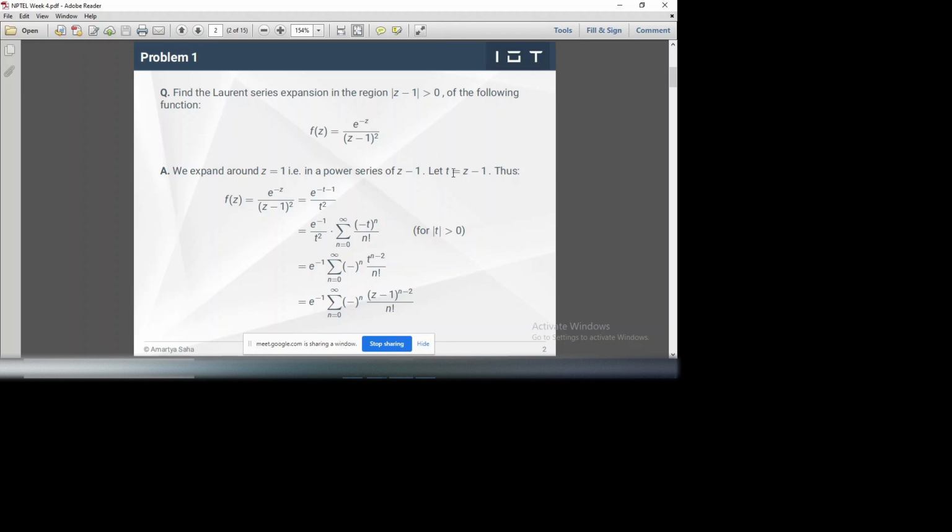As usual, let us put t equal to z minus 1, a simple substitution. So we get e to the power minus t minus 1 divided by t squared. Now we'll expand this e to the power minus t function. Of course, this is the simple power series we're all familiar with. This is a simple expansion, and the expansion for e to the power minus t is valid everywhere. But I have written this constraint, mod t greater than 0, precisely for this factor of 1 by t squared.